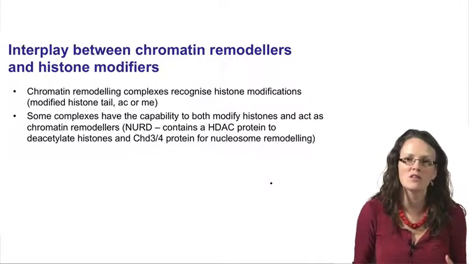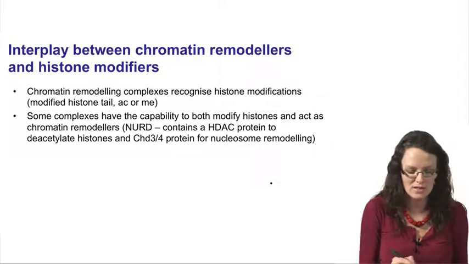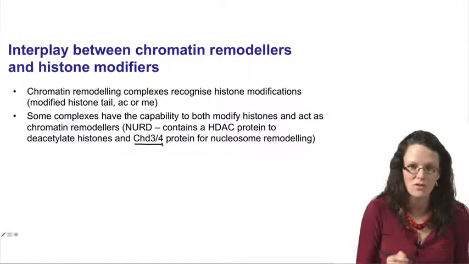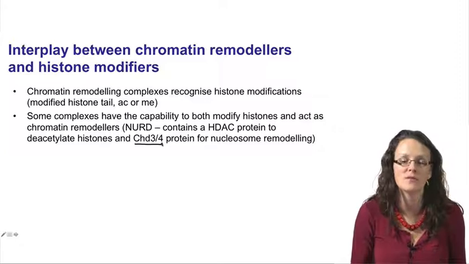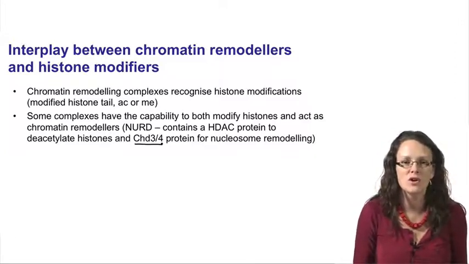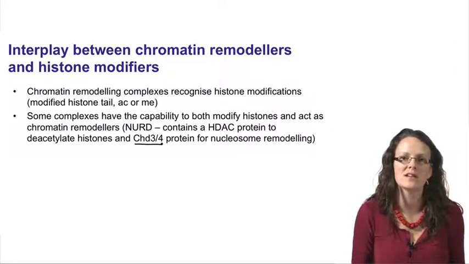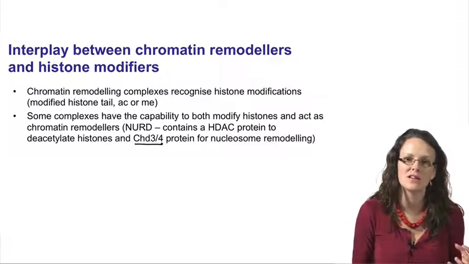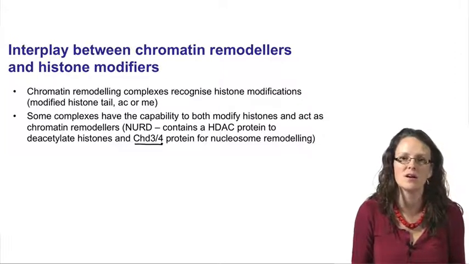But moreover, there are other complexes, for example the NuRD complex, which have within that one chromatin remodelling complex the ability not only to remodel the chromatin, in this case through the protein called CHD3 or CHD4, it's a chromodomain protein, but also through having a histone deacetylase moiety. So it's also got a histone deacetylase which can remove the histone acetylation marks in the surrounding chromatin.